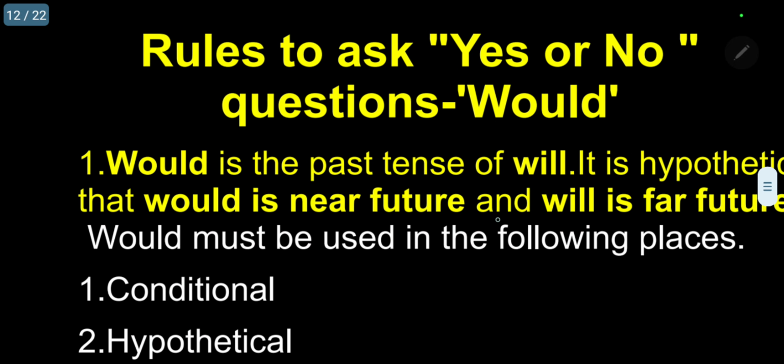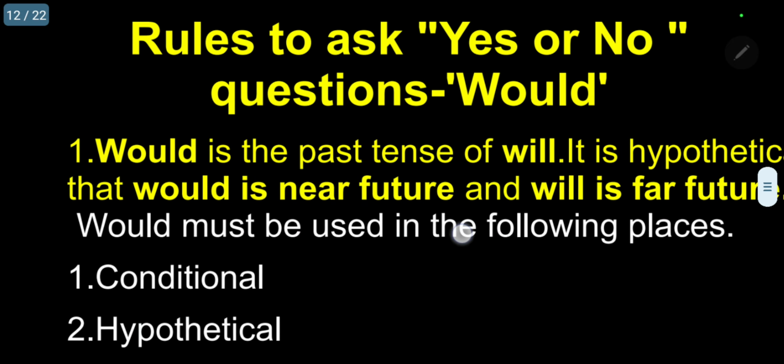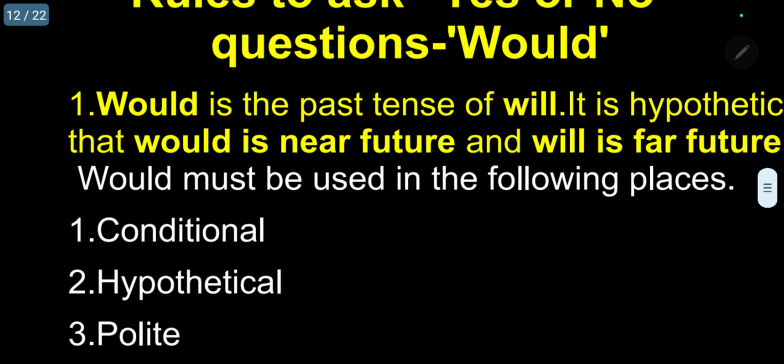Now I will go for specifically the most important information regarding would. You know already, would is the past tense of will. If you read any grammar book, it will be given very clearly, would is the past tense of will. But here one important thing you must know. Will is the future tense. Then would is the past tense of future.